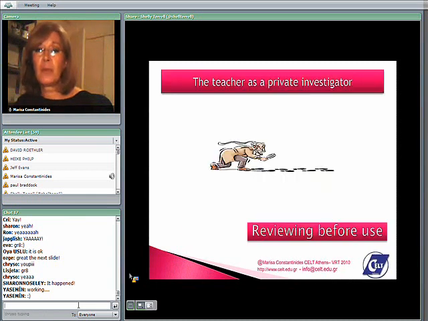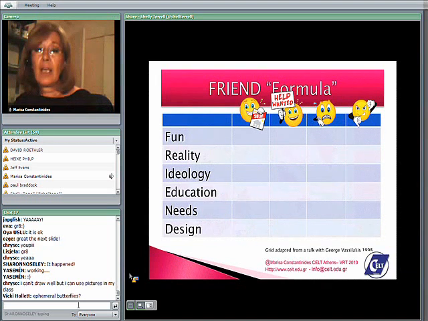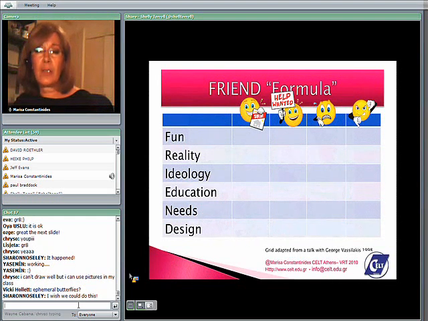The teacher, as a private investigator, has to review course books before use. Some of the teachers can do this, but most teachers are given a course book in their hands. If you are in a position to do that, you need to have your own criteria. And here is some criteria that I use that's simple and easy to remember for me. I like course books to be fun, to bring reality, to have the right ideology, to take account of education principles and the students' needs, to have good design.